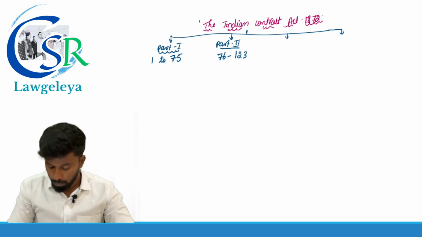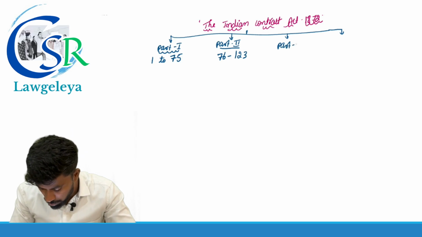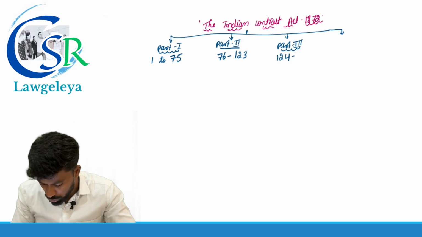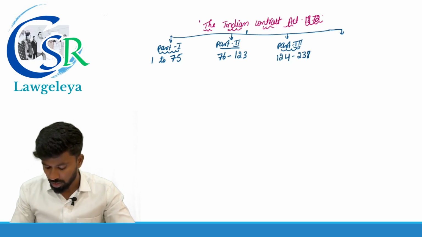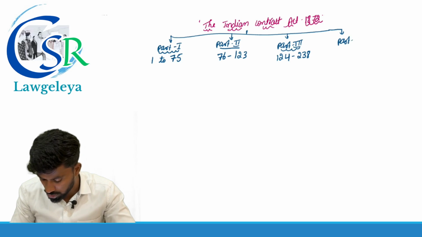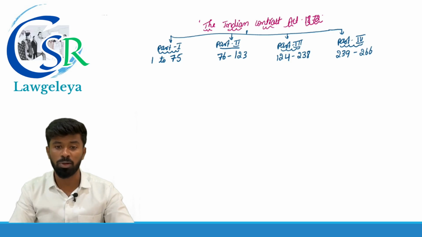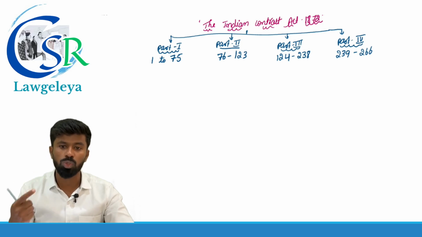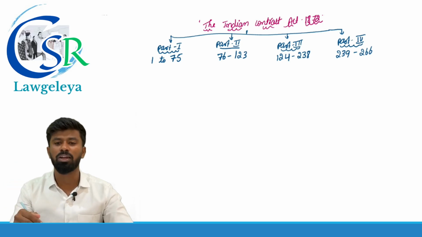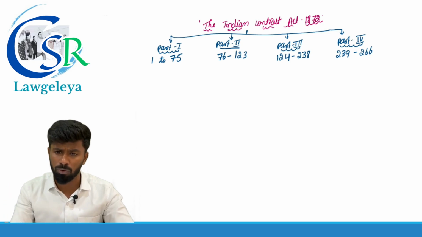123. Part 3 covers section number 124 to 238, and part 4 covers section number 239 to 266. So in total there are four parts. Part 1: 1 to 75, part 2: 76 to 123, part 3: 124 to 238, and part 4: 239 to 266.